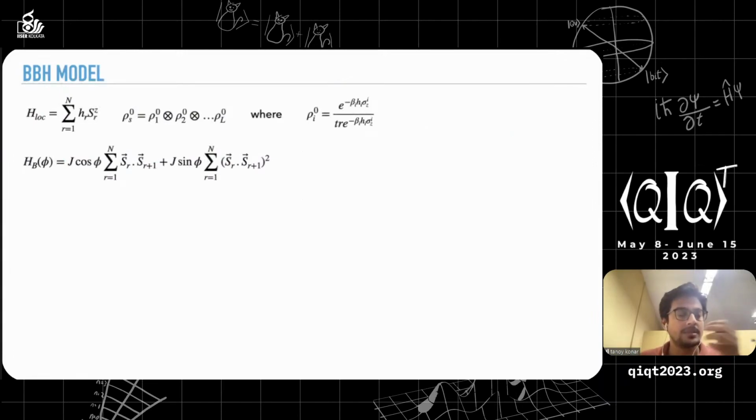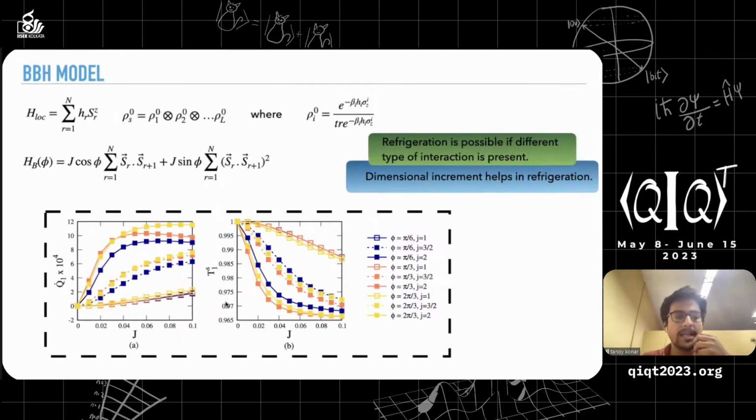Now we want to check the scenario for the BBH model other than the XYZ model. In that scenario, we also get the same type of result. Here we increase the interaction strength between the individual subsystems, and I check that by increasing the interaction strength, we get lower and lower temperature with the increment of the dimension. And we say that the dimensional increment helps refrigeration, and refrigeration is also possible with different types of interaction present.